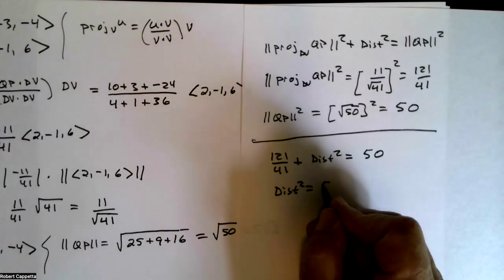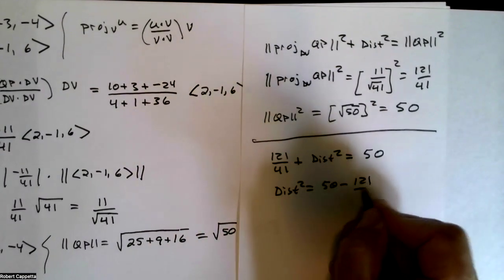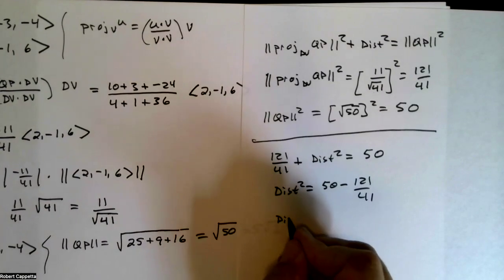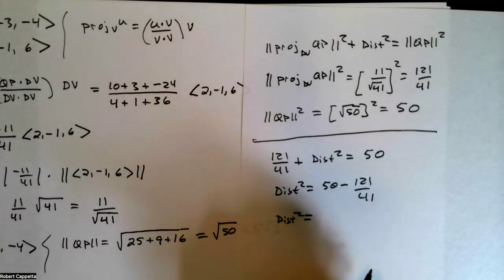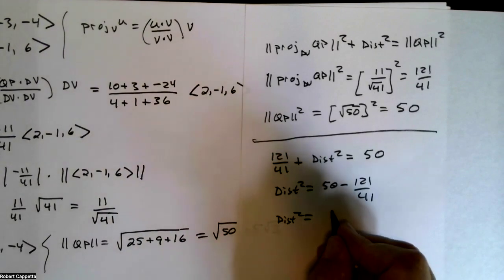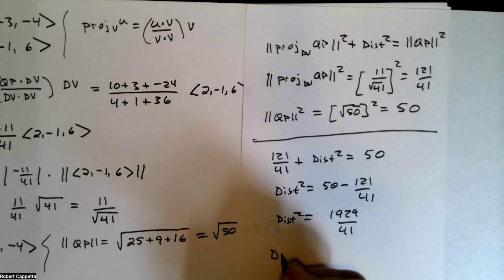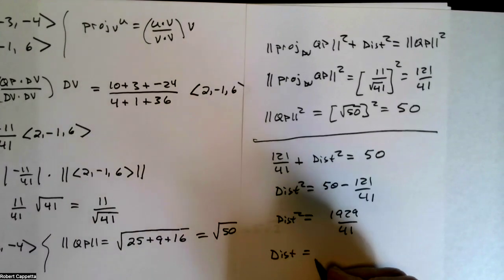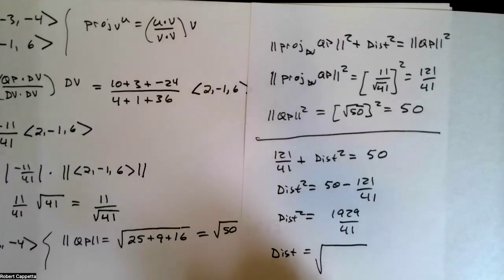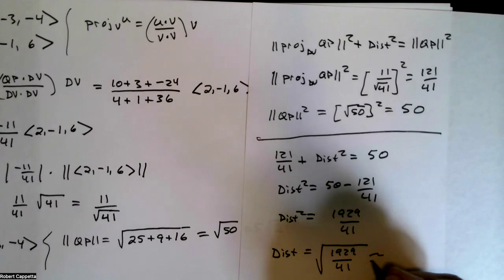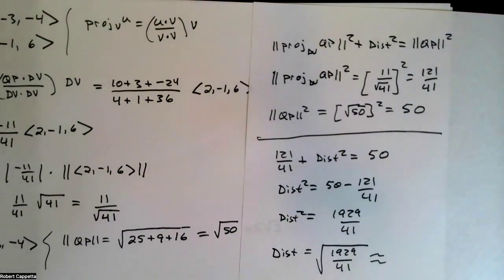So the distance squared is 50 minus 121 over 41, which is 1929 over 41. So the distance is the square root of 1929 over 41, which is approximately 6.859 units.